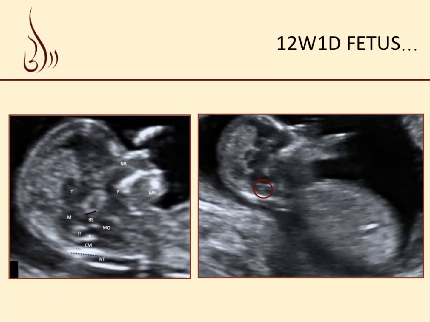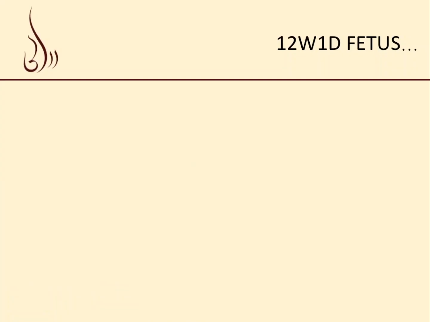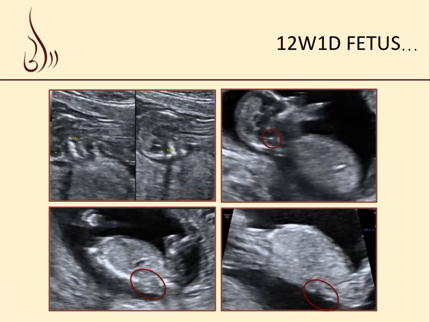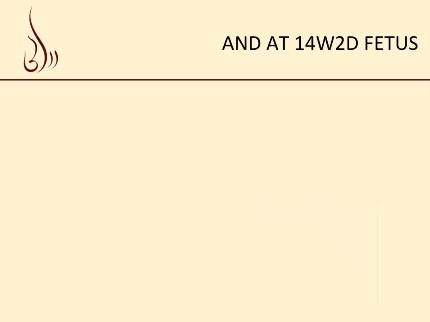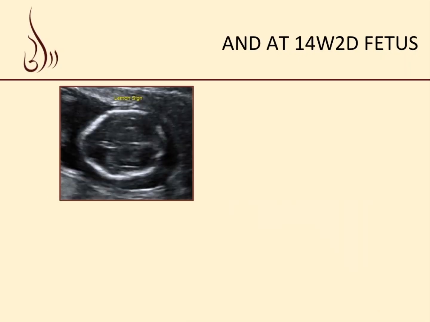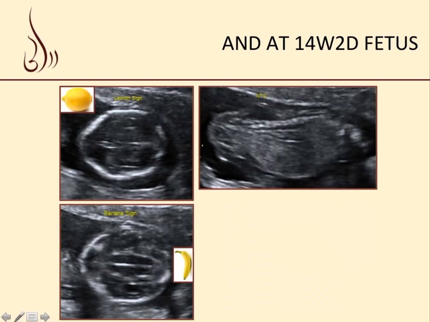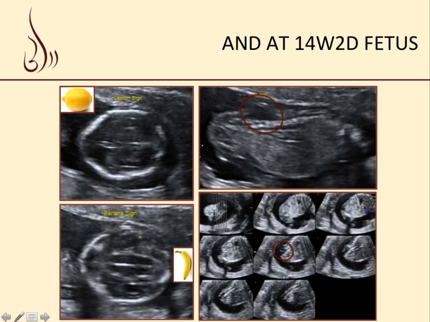Now, this is an example of a 12-week, one-day fetus who came in, and you can see that something just does not look right in the posterior fossa. Looking at this fetus, you will be able to see that there was a suspicion of a neural tube defect. The mother would not give permission to do a transvaginal scan, and she was brought in 2 weeks later at 14 weeks, 2 days, at which point there was a clear lemon sign and a clear banana sign of the cerebellum. As you can see, the cerebellum here, and this baby did have open spina bifida.